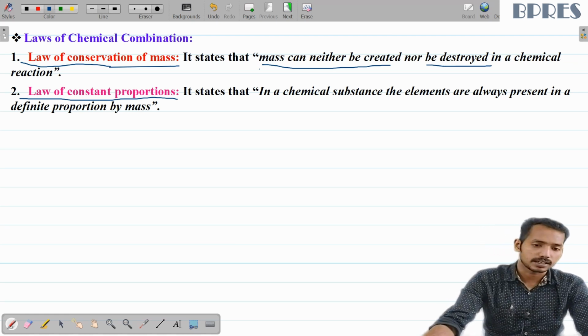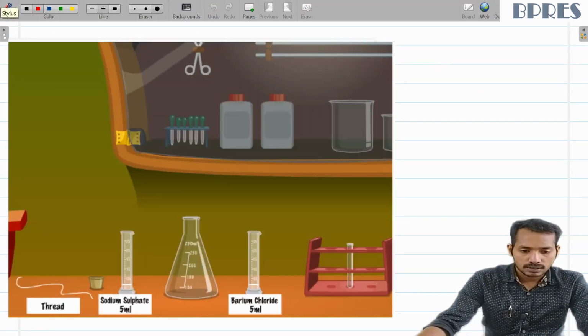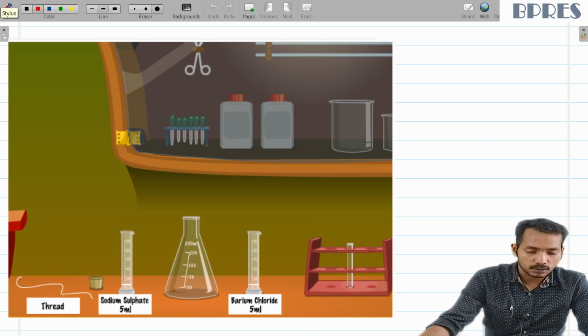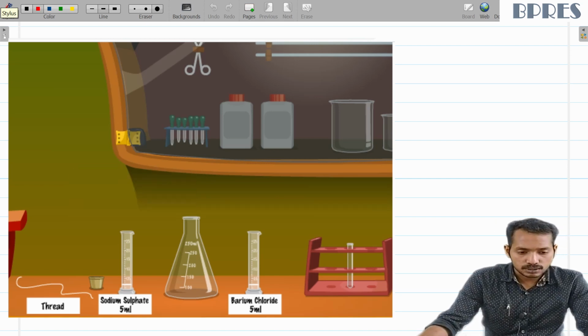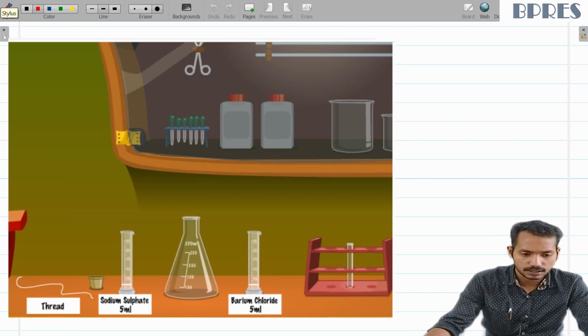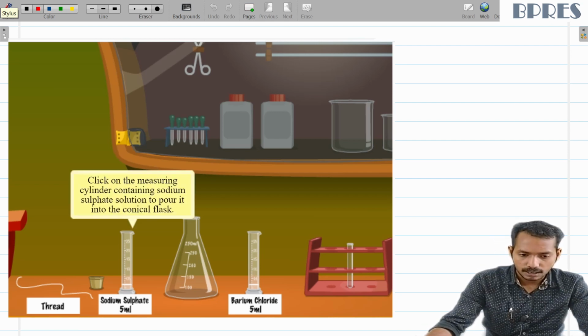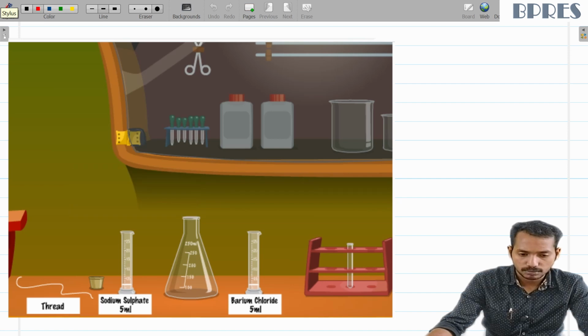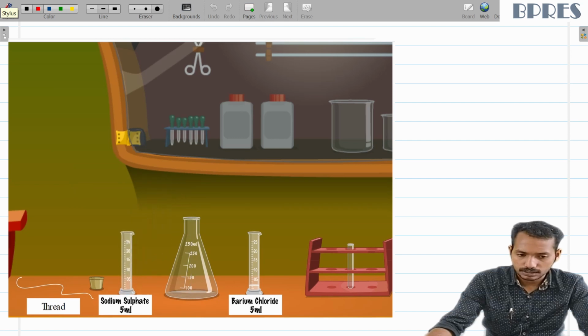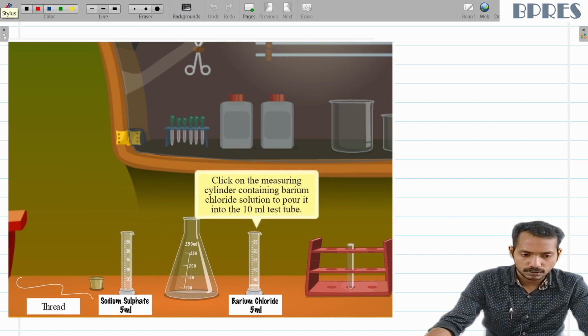Let's perform an activity to understand this very clearly. Let's perform the activity given on page number 31, that is activity 3.1. For that I have taken two materials, 5 ml of sodium sulfate as well as 5 ml of barium chloride. Both are chemical substances. Here is 5 ml of sodium sulfate, here 5 ml of barium chloride. I am going to pour this sodium sulfate into the conical flask. This is the conical flask. Then I am going to pour this 5 ml of barium chloride into a test tube.